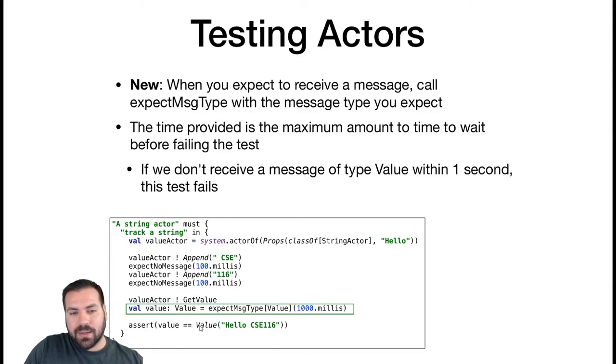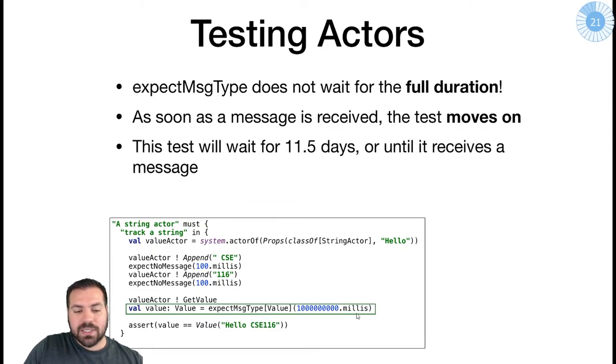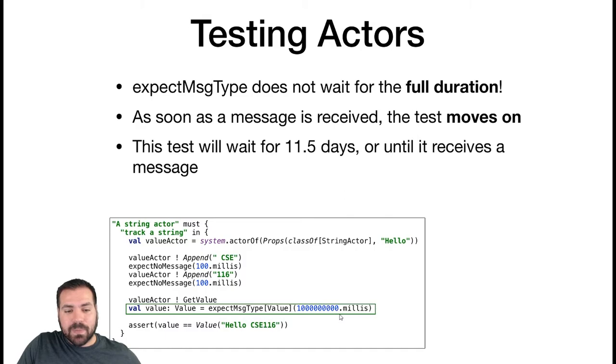code immediately. So for example, if I had this for my code, we're not sitting here and waiting for 11 and a half days, as this math resolves to. This many milliseconds is about 11 and a half days-ish. We're not waiting 11 and a half days. We're just waiting until we receive a message of type value. If we never receive a message of type value or any other message, yeah, this will sit here for 11 and a half days.